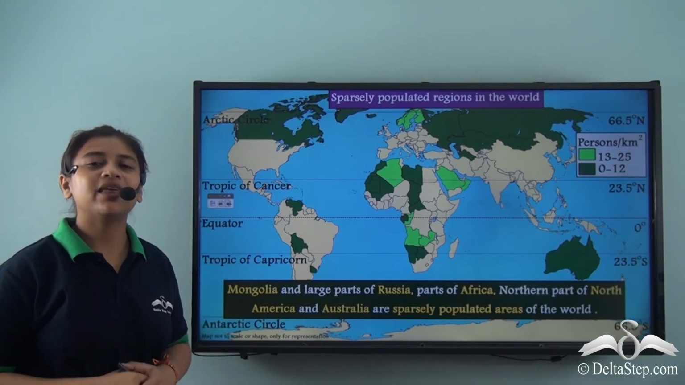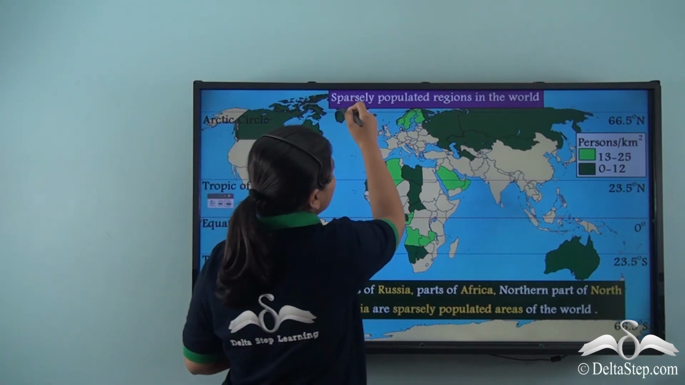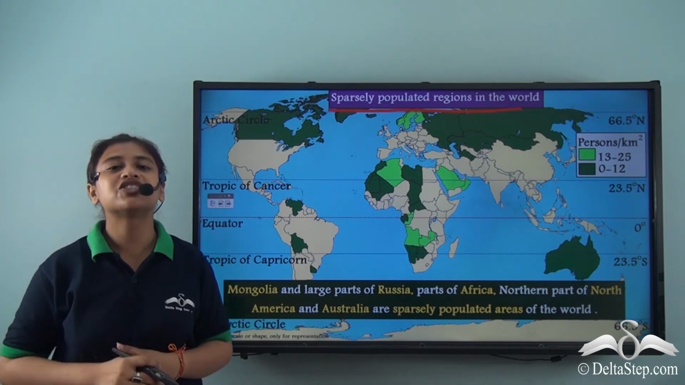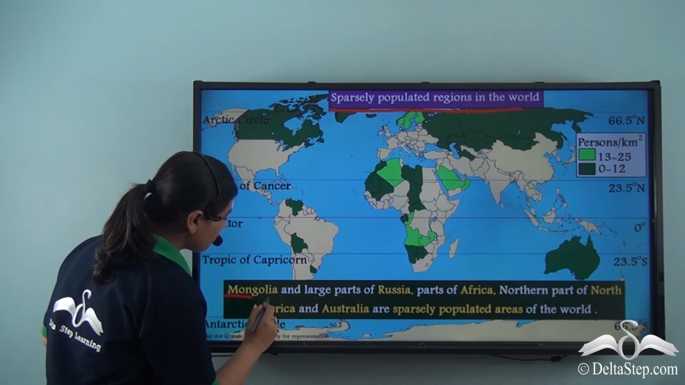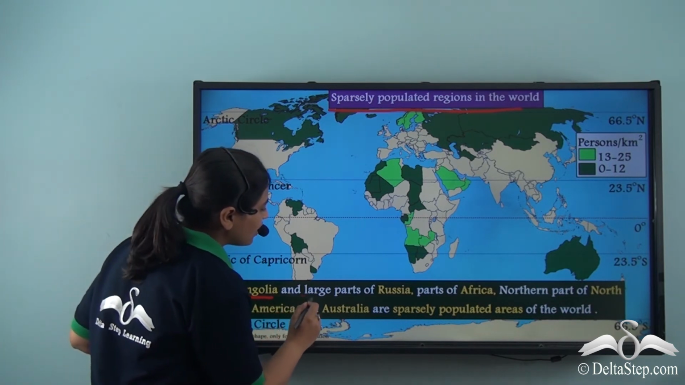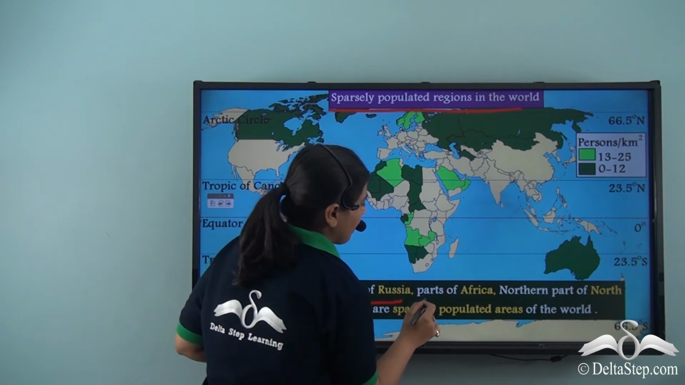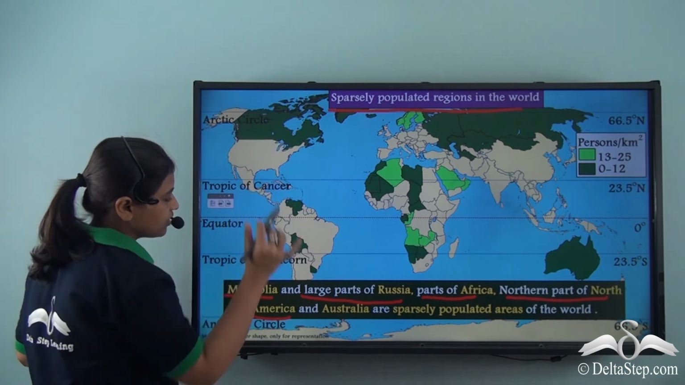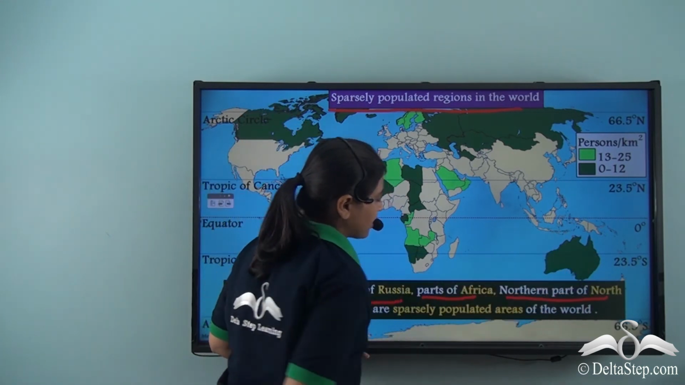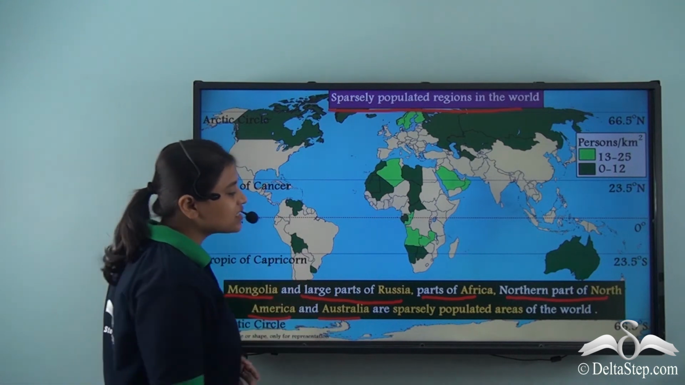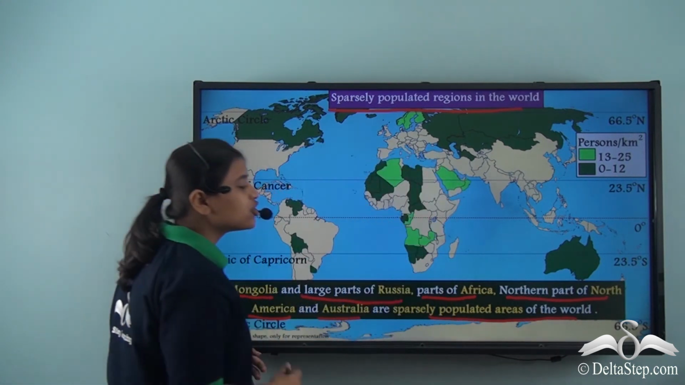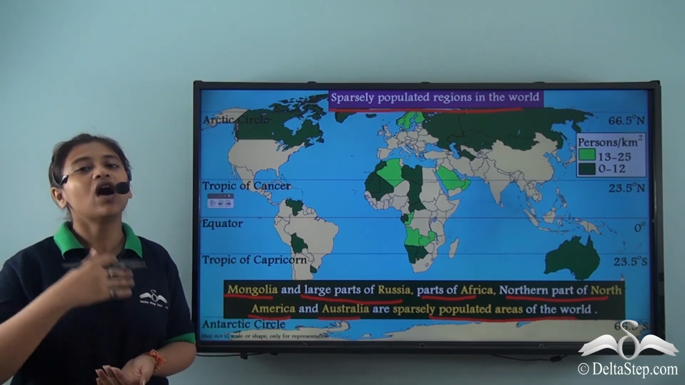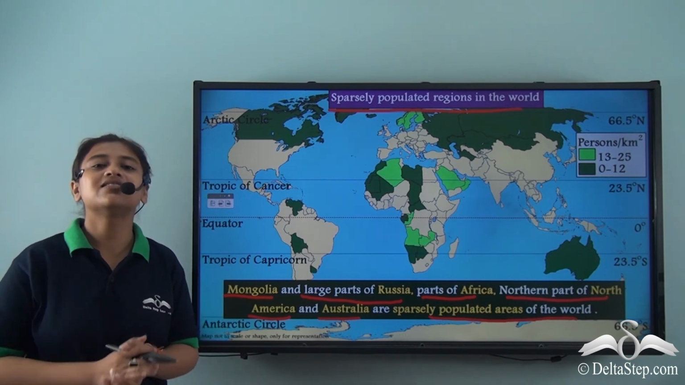So here we have a map that shows us the sparsely populated regions of the world. These are the regions that have a very low population density. We have Mongolia, that is a desert region. Then we have large parts of Russia, parts of Africa, the northern part of North America right here, and Australia. So these are the sparsely populated areas of the world, which only means that the conditions are not as favorable as compared to other regions of the world, which makes them sparsely populated.